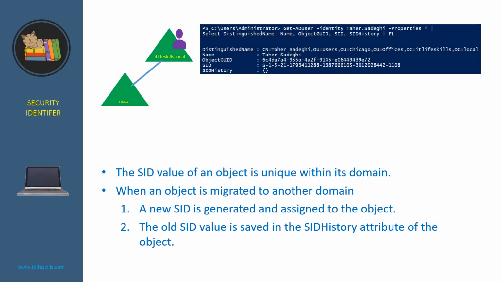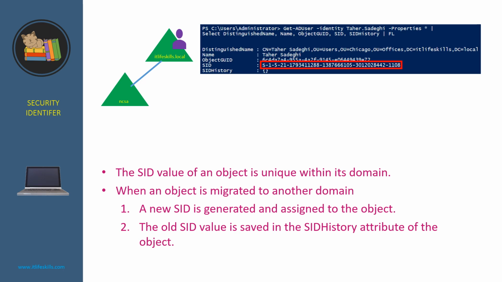Now let's talk about security identifier or SID. The SID value of an object is unique within its domain. When an object is migrated to another domain, a new SID is generated and assigned to the object. The old SID value is saved in the SID history attribute of the object.